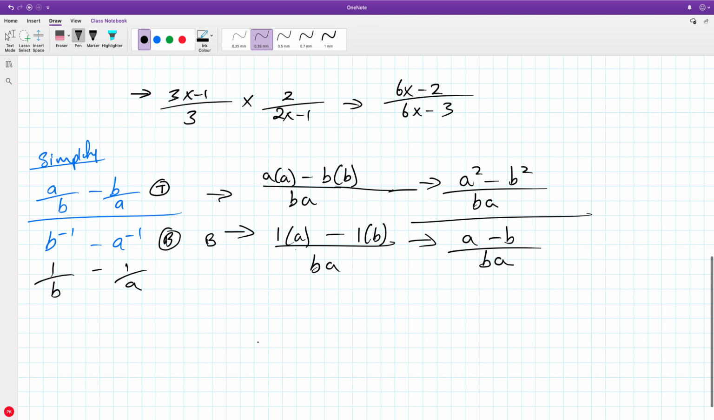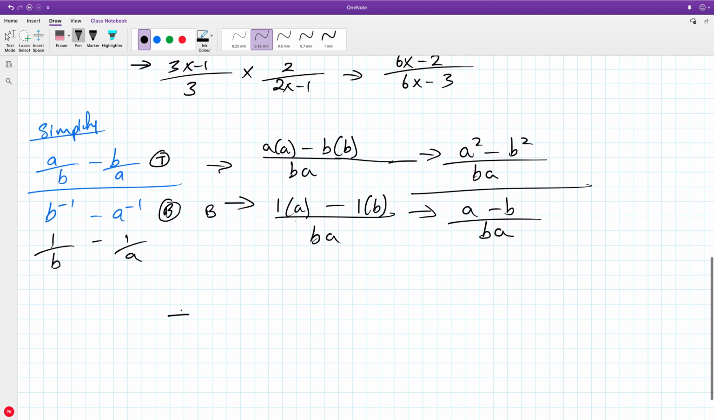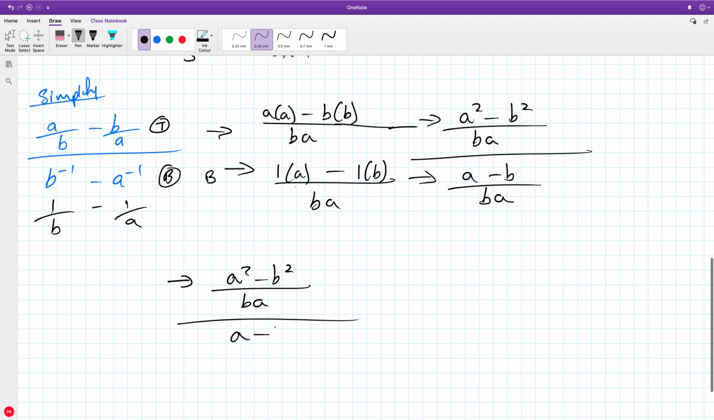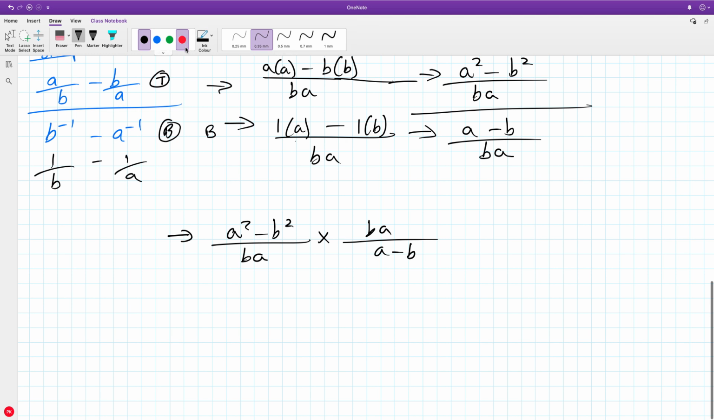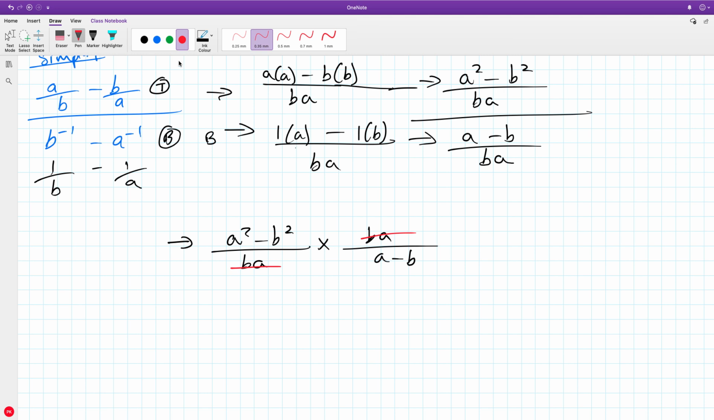What do we do? Flip them and multiply. So our next line should read a squared minus b squared over ba multiplied by ba over a minus b. Right, what happens? ba cancel. Boom, boom. Got it. We're now left with a squared minus b squared over a minus b.